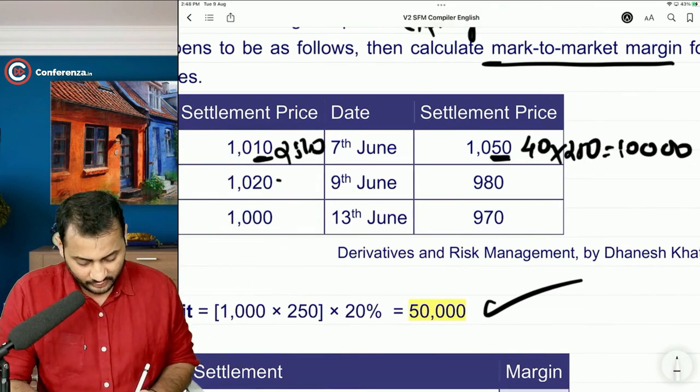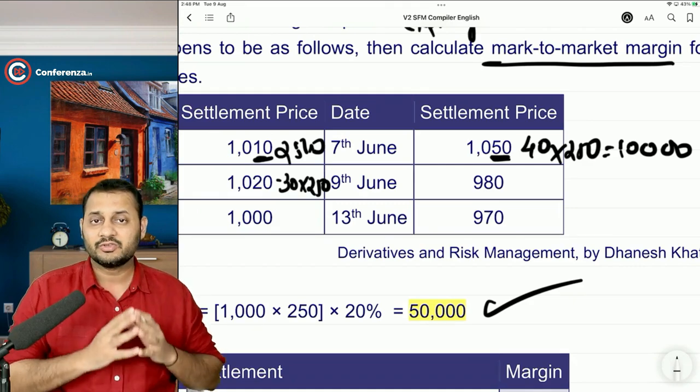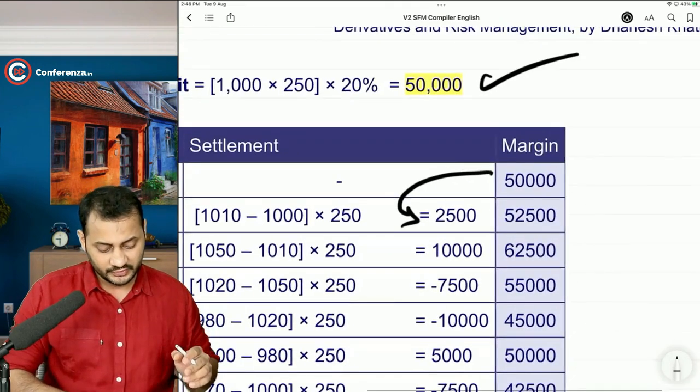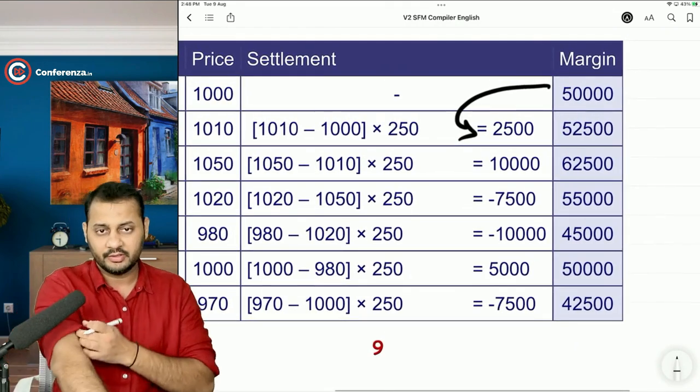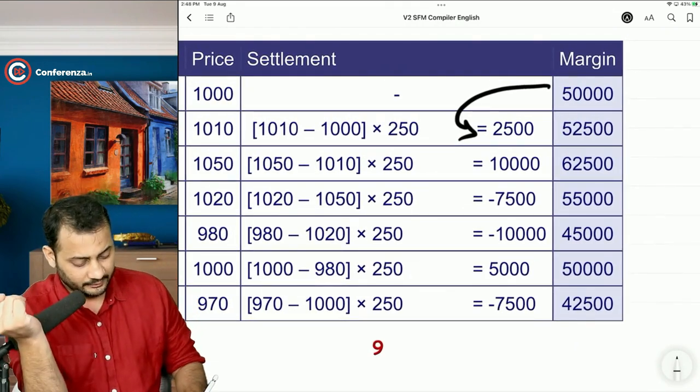So that's 30 rupees of the negative into 250. That means a 7,500 negative balance, a loss of 7,500. So let's come to this point. It is very easy to explain in this case.